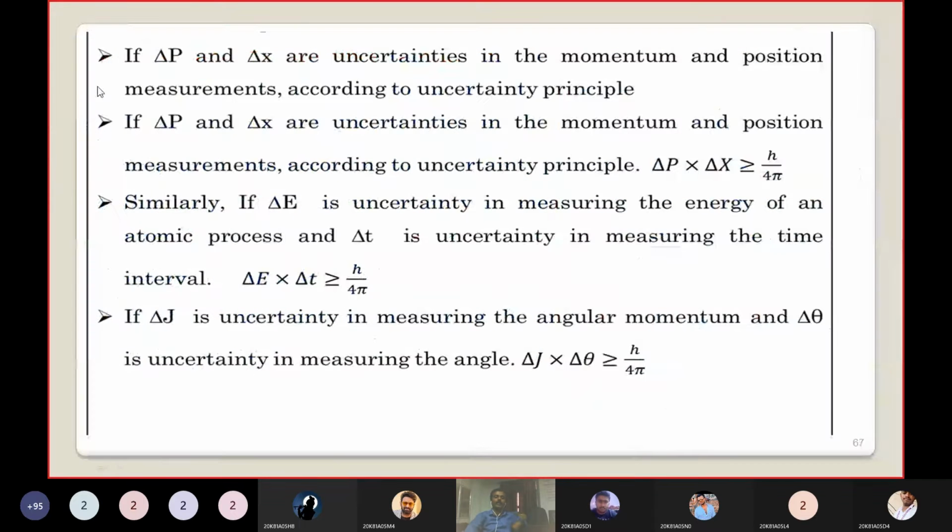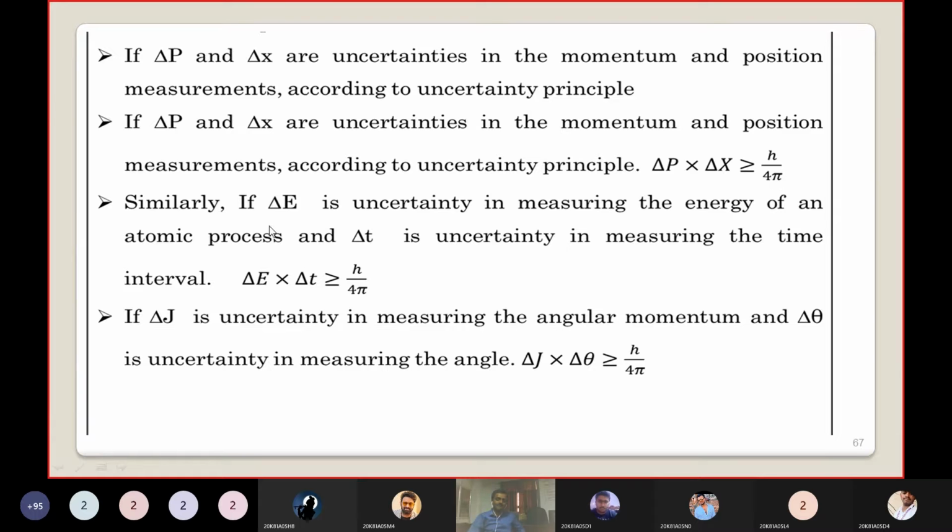Now, here delta p is the uncertainty in momentum, and delta x is the uncertainty in position. If you want to measure both simultaneously, there will be an uncertainty. According to the Heisenberg uncertainty principle, if you multiply the uncertainty of the momentum and the uncertainty of the position, the product should be greater than h by 4 pi. Here h is Planck's constant, and 4 and pi are constants.